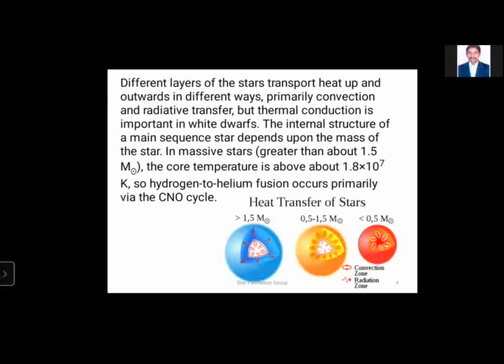Low mass stars have radiative cores, high mass stars have convective cores. A fundamental difference in the structure of low mass and high mass stars is that low mass stars have a radiative core and convective envelope, and high mass stars have a convective core and radiative envelope.